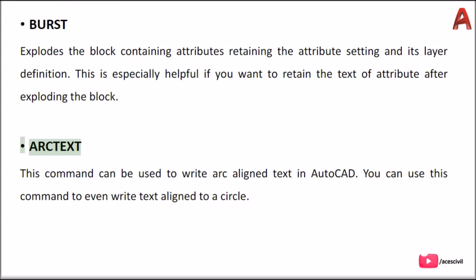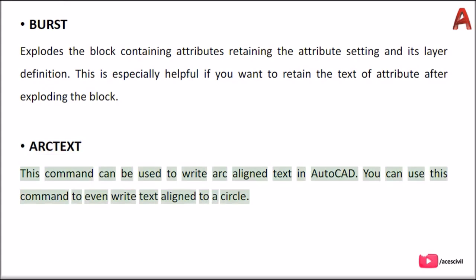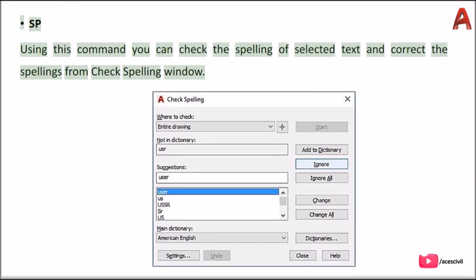ARCTEXT. This command can be used to write arc-aligned text in AutoCAD. You can use this command to even write text aligned to a circle. SPELL. Using this command you can check the spelling of selected text and correct the spellings from the Check Spelling window.